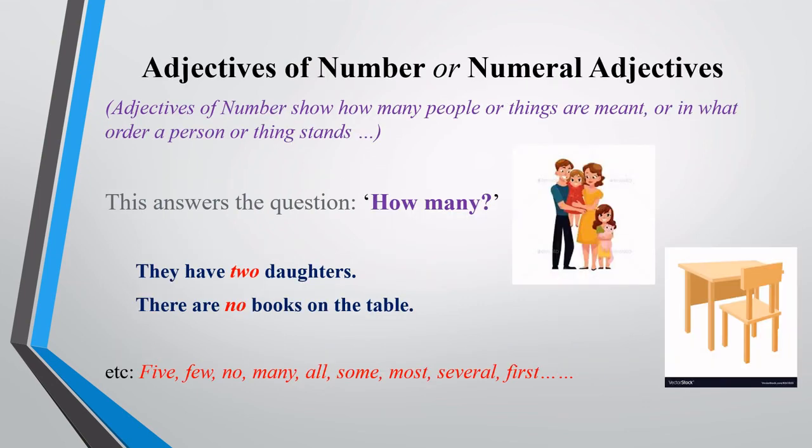Adjectives of number or numeral adjectives. Simply, this will answer the question, how many? They have 2 daughters. There are no books on the table. There are a few more examples given below: 5, few, no, many, all, some, most, several, first.